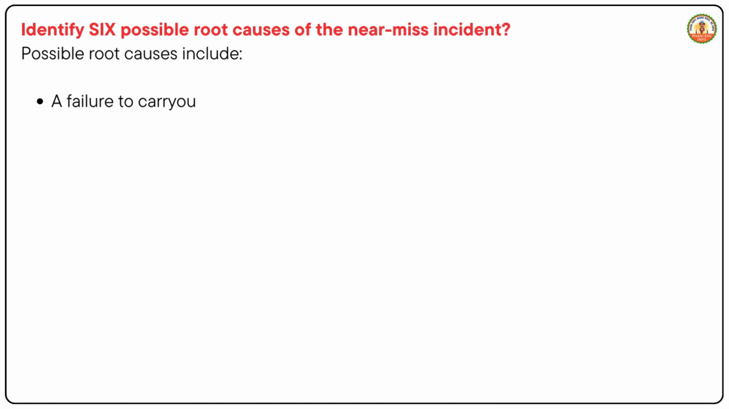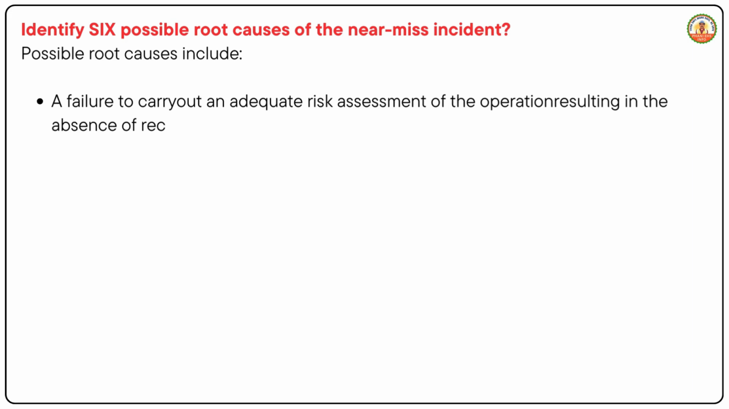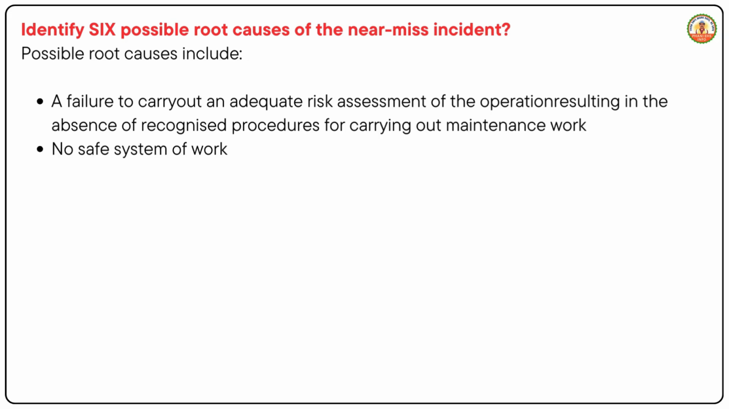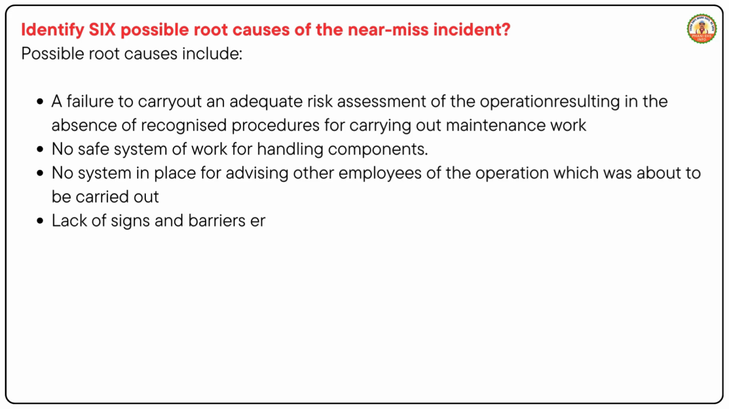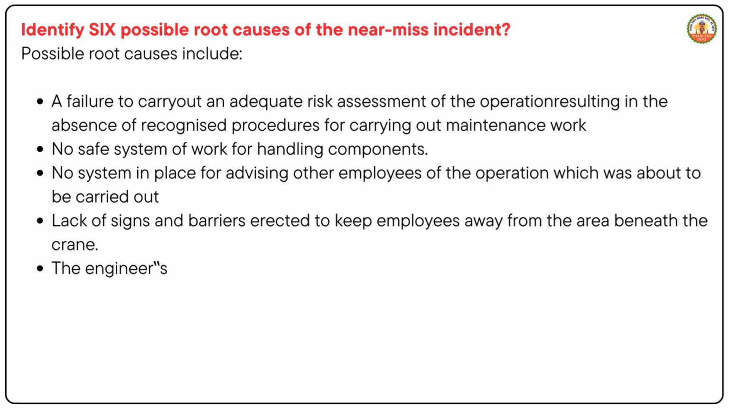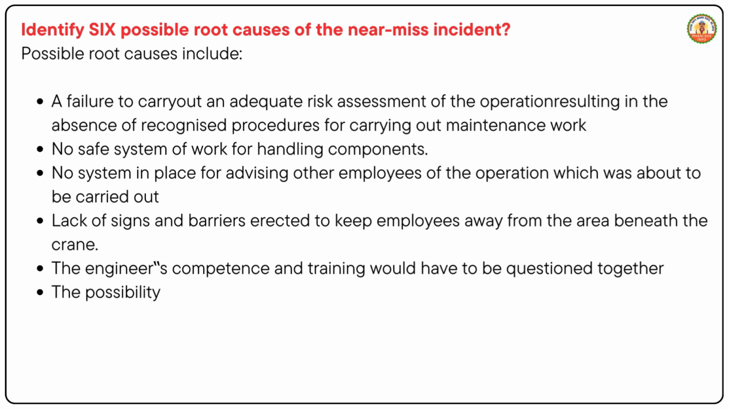Identify 6 possible root causes of the near-miss incident. Possible root causes include a failure to carry out an adequate risk assessment of the operation resulting in the absence of recognized procedures for carrying out maintenance work. No safe system of work for handling components. No system in place for advising other employees of the operation which was about to be carried out. Lack of signs and barriers erected to keep employees away from the area beneath the crane. The engineer's competence and training would have to be questioned together.